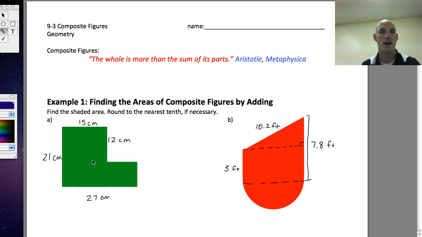The philosopher Aristotle said, "The whole is more than the sum of its parts." Well, when it comes to geometry, that's not true. I'm going to call Aristotle untrue. When we're talking about geometry, the whole is the sum of the parts.